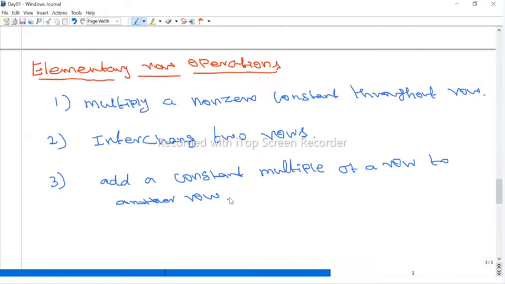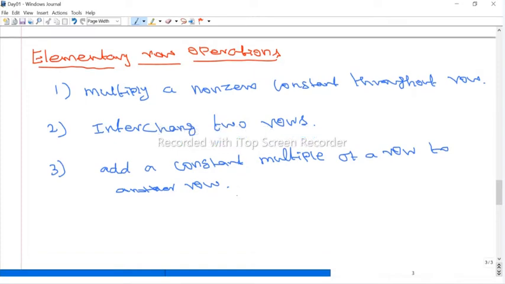Now what does the inverse or reverse elementary row operation mean? First I will explain the meaning of this one. Suppose we have a matrix with 3 rows. Multiplying a constant throughout the row means, suppose I am fixing the second row, I am multiplying it by C.